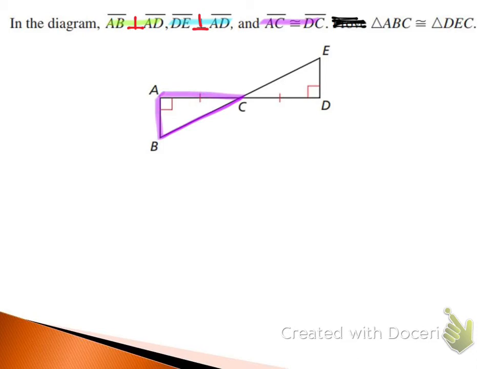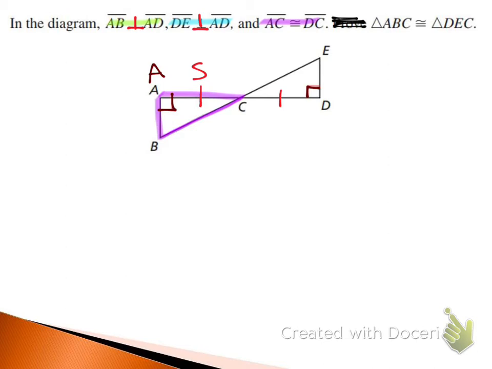I'm going to compare the triangle on the left to the triangle on the right. What do I have marked congruent? AC and DC. I have a side marked congruent to a side. What else do I have congruent? Well, we're trying to prove them congruent. What sides or angles do we have congruent? Angle A is congruent to angle D. Is there anything else? Anything that's not marked?